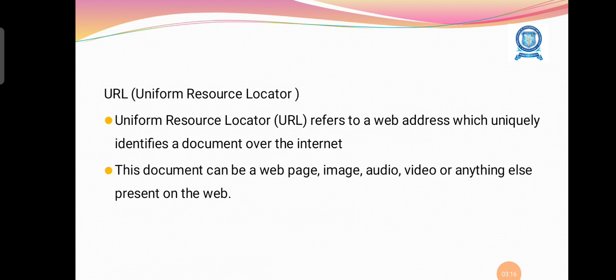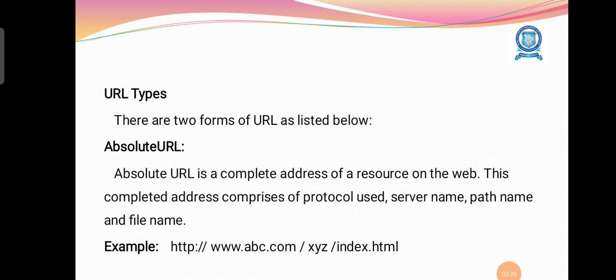Similarly, a Uniform Resource Locator refers to the web address which uniquely identifies a document over the internet. The document can be a web page, image, audio, video or anything else that is present on the web. There are two types of URLs, absolute URL and relative URL. An absolute URL is the complete address of the resource on the web. It comprises the protocol used, server name, path name and the file name.